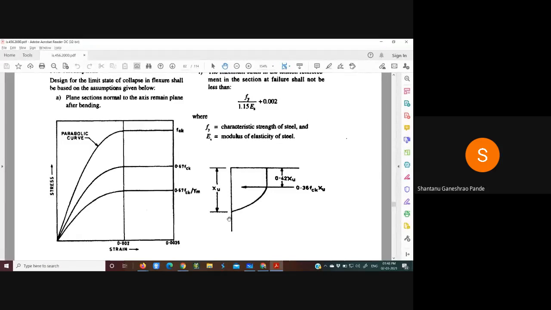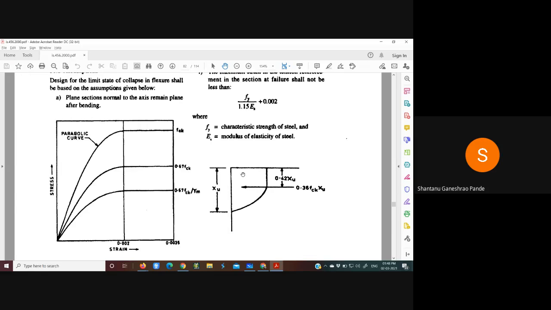So if you see, this is the stress distribution diagram. This XU is the depth of neutral axis. Then 0.42 XU is the depth or the level at which the resulting compression force will be acting. So the resultant compression force is C, as in case of WSM. Therein that value was half sigma CBC into N. In this case, that resulting value is 0.36 FCK into XU. So this is the total compression force and this is the nature or shape of the stress diagram.